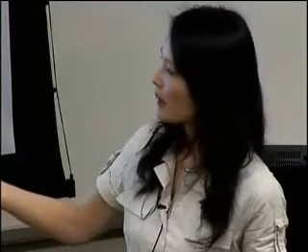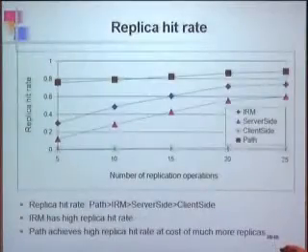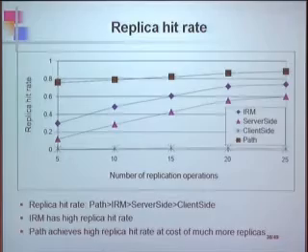It's understandable that these three methods have the same number of replicas because every time a server is overloaded, it creates a replica. So they have the same number of replicas, but Path replicates the file in all nodes along the routing path. So it's understandable because it has many more replicas. That's why it has a much higher replica hit rate.